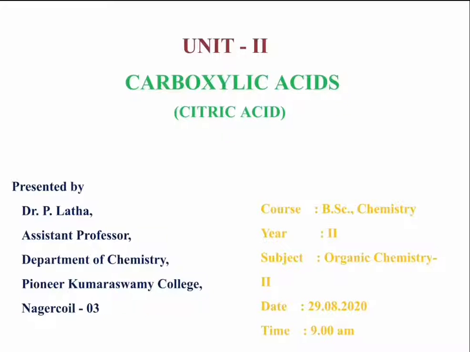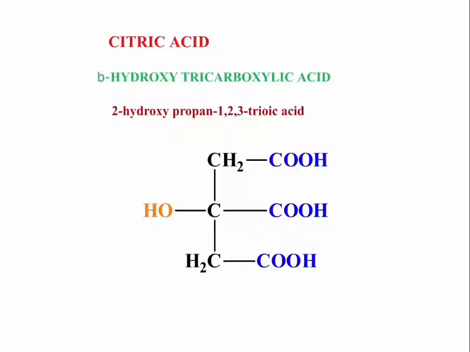Today's session I am going to discuss citric acid. Citric acid is a type of hydroxy acid. The other name of citric acid is beta hydroxy tricarboxylic acid. The IUPAC name of citric acid is 2-hydroxypropane-1,2,3-tricarboxylic acid. This is the structure of citric acid.